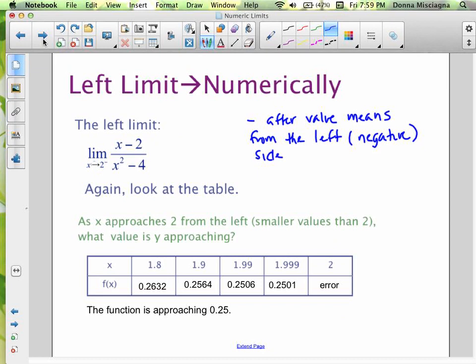So we have x is 1.8 and the value of the function is 0.2632. When x is 1.9, f(x) is 0.2564. When x is 1.99, f(x) is 0.2506. So notice our function is getting closer and closer to 0.25 when x gets closer and closer to 2 from the left-hand side. So the limit of (x - 2)/(x^2 - 4) as x approaches 2 from the left is equal to 0.25.